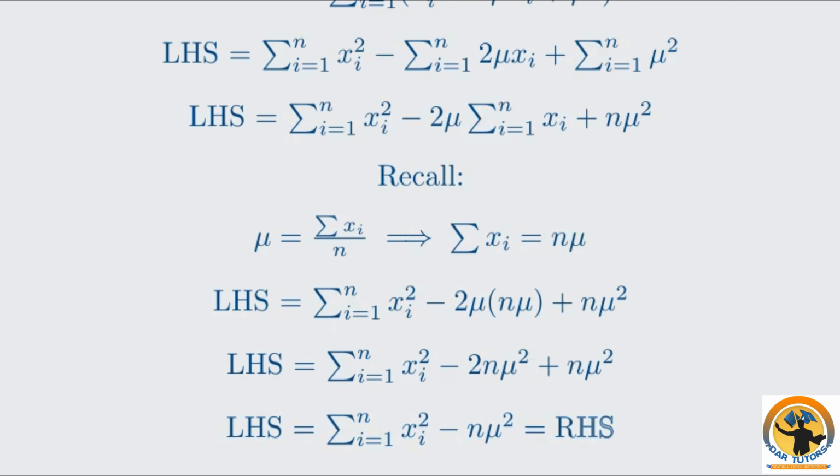This completes the proof. This identity shows that the variance can be calculated using the sum of the original data values squared, and the sum of the original data values, which can be computationally faster, especially without a calculator.